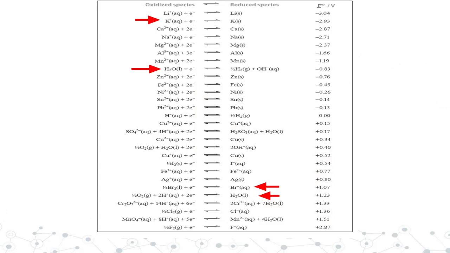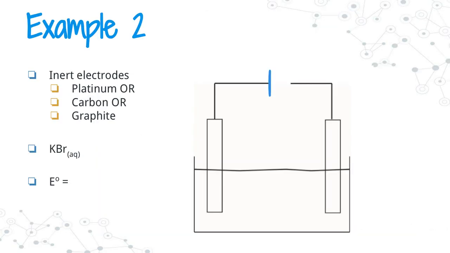Now looking at our table, we find potassium ions up here, water's on this side, bromine ions, and then water's on this side again. So what that means is when we have potassium bromide that's aqueous, our water is now our strongest oxidizing agent, and our bromine is our strongest reducing agent. So that means water is going to undergo reduction at the cathode, and bromine's going to undergo oxidation at the anode. So let's put this into our diagram very quickly.